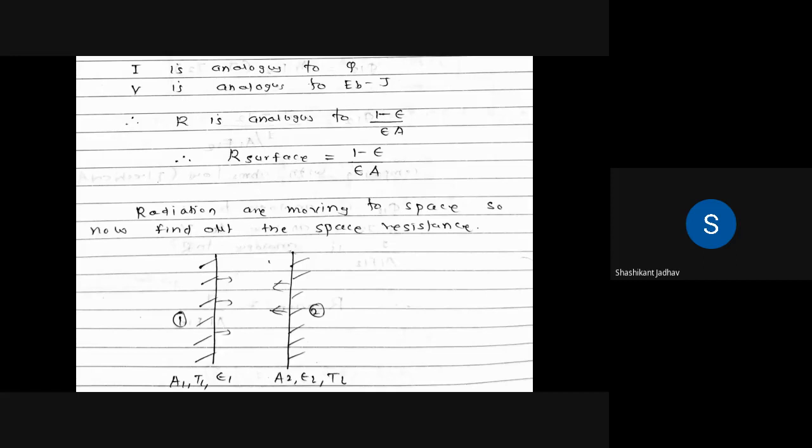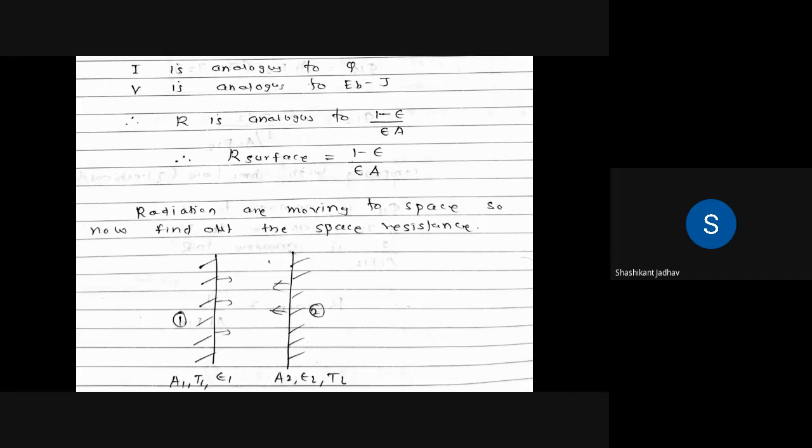So for finding out the surface resistance we have to use the equation 1 minus epsilon divided by epsilon into A. Epsilon is the emissivity, and A is the surface area of the plate. So by using that we have to calculate the surface resistance. For any heat transfer through a plate, this factor opposes the heat transfer. So how to calculate this factor, that is surface resistance: 1 minus epsilon divided by epsilon into A. This is nothing but surface resistance for the radiation.